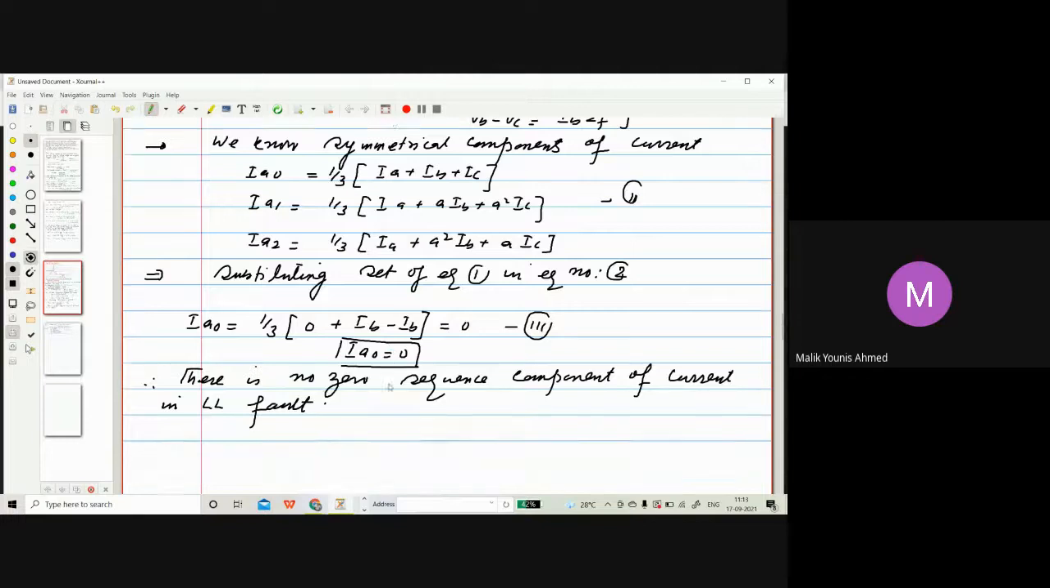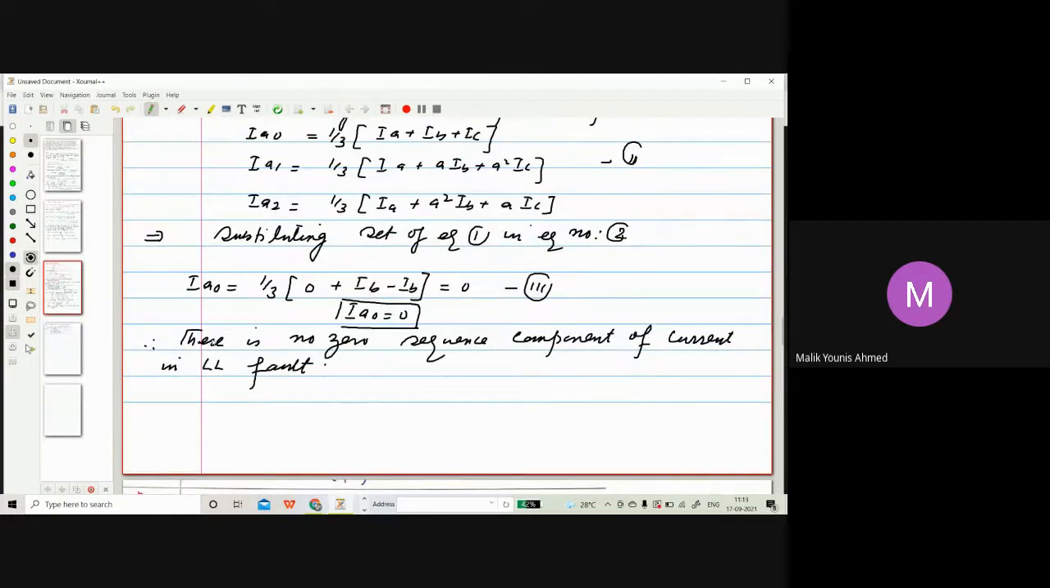Now let's substitute the other values. So IA1 will be 1 by 3. IA is 0, so that will go. So we will write A into IB current plus, instead of IC, I can write minus IB again, so here we will write A square times minus IB. Why am I writing that? Because IC is equal to minus IB from post-fault conditions. We are doing the post-fault analysis.